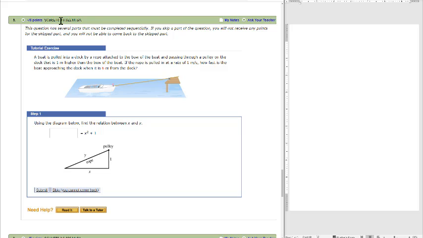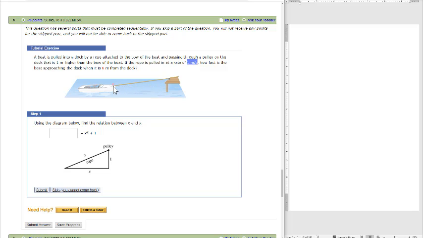This is a lab problem from section 3.9. We have a boat. The boat is pulled into the dock by a rope attached at the bow of the boat, passing through a pulley on the dock that is 1 meter higher than the bow. If the rope is pulled at a rate of 1 meter per second, so this is getting pulled 1 meter per second, how fast is the boat approaching the dock when it is 6 meters from the dock?